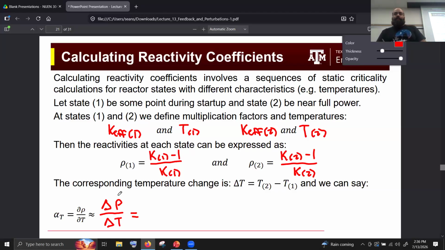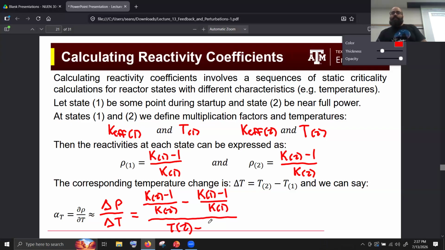So putting the final and initial reactivity in terms of K would mean I've got K2 minus 1 over K2, minus K1 minus 1 over K1. And then that's all divided by the temperature at state 2 minus the temperature at state 1. So this is final reactivity minus initial reactivity over final temperature minus initial temperature.